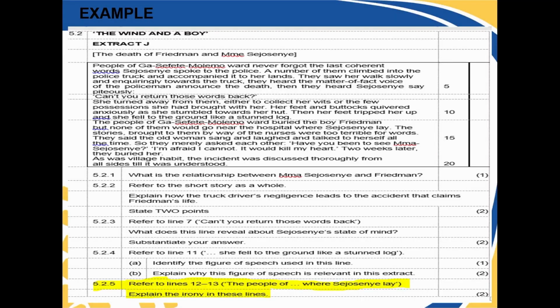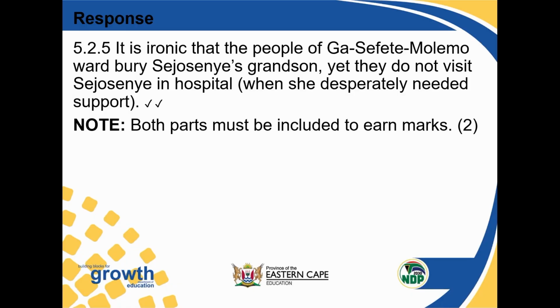The people, we have read the line. So you are expected then to explain the irony in these lines. And the irony would be the fact that it is ironic that the people of Khasifiti Molemo Ward bury Sejosinye's grandson, yet they do not visit Sejosinye in hospital when Sejosinye desperately needed their support. So can you see the opposite here?